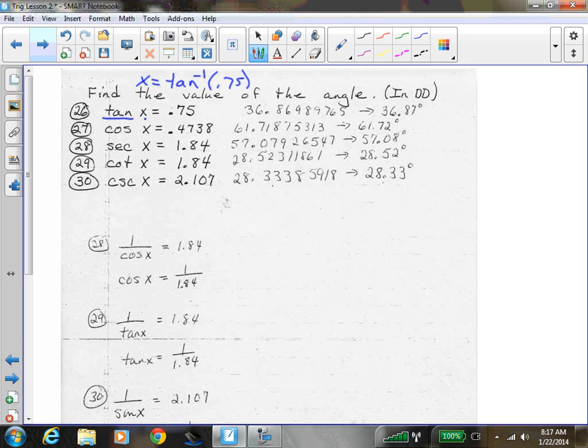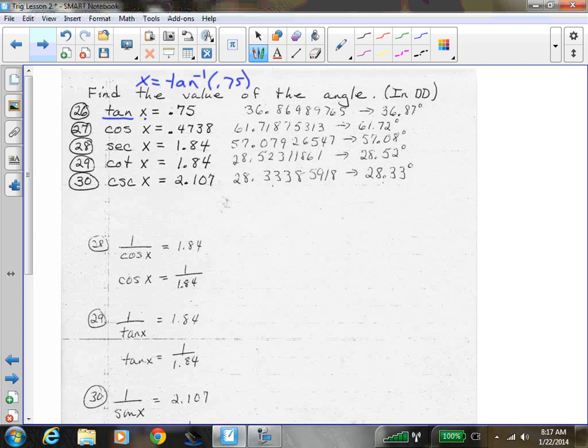Now, one of the things you've got to be careful about is to make sure that you're in degree mode, so that it gives you the answer in decimal degrees. If you're not in degree mode, it would give you the corresponding radian value, which is probably about 1 point something. Okay, 26 and 27 are that same sort of thing.